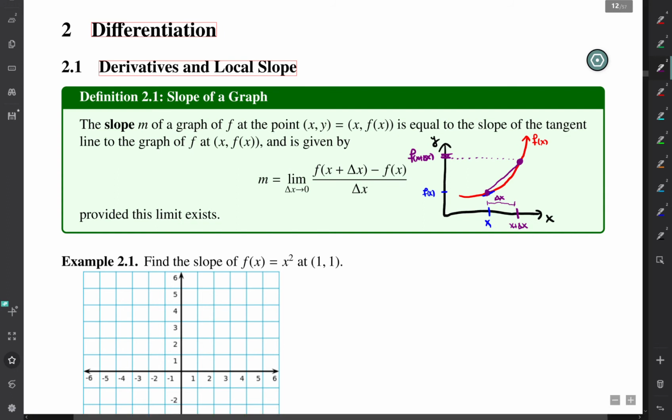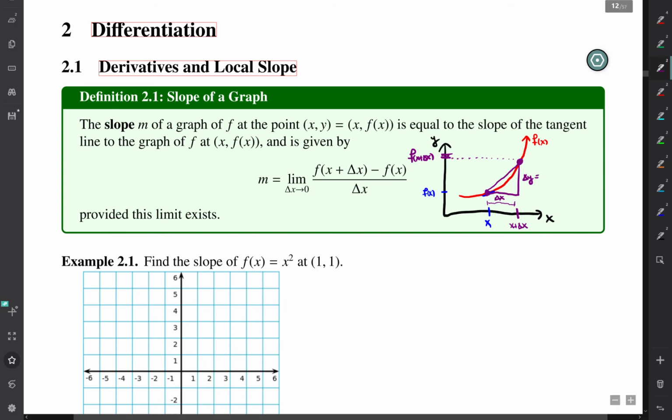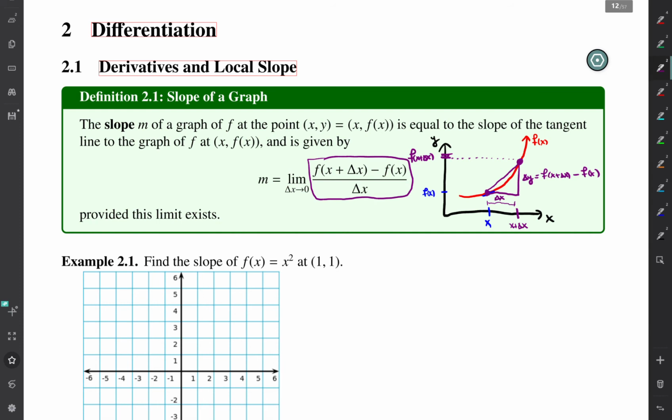Now we know the slope of this purple line is going to be the change in y over the change in x. If we write down a formula for the change in y, that'd be this top point, f of x plus delta x, minus f of x. That's the change in y. And the change in x is delta x, it's x plus delta x minus x, and that's exactly this part right here. So that's the slope of a secant line that passes through x, f of x, and x plus delta x, f of x plus delta x.